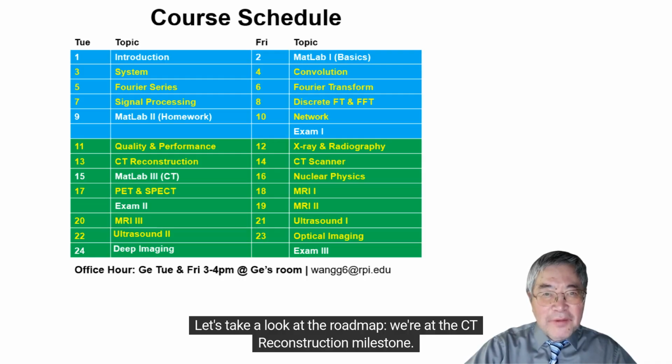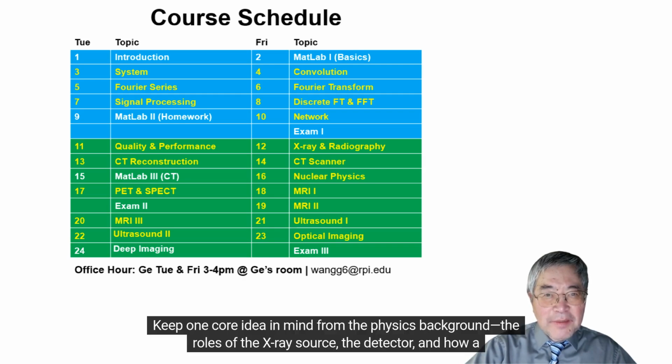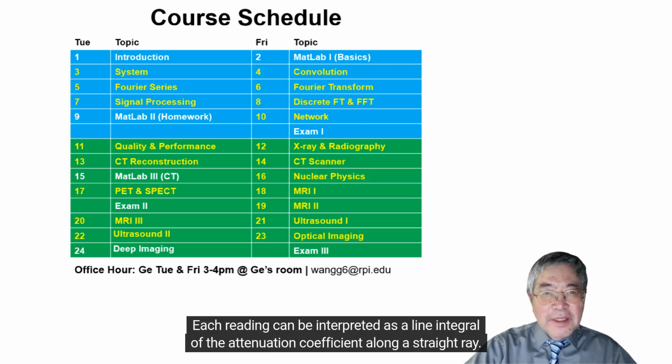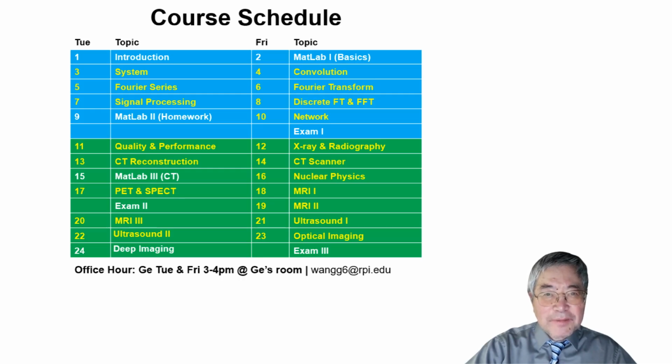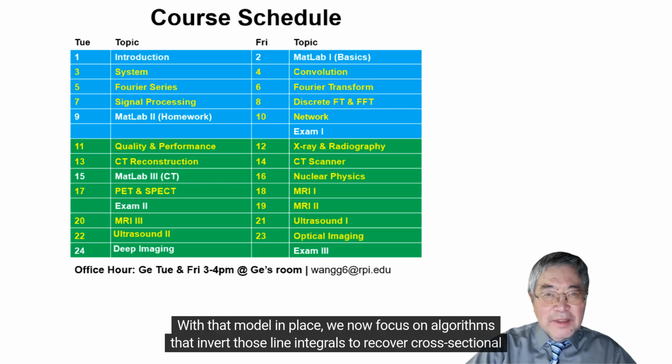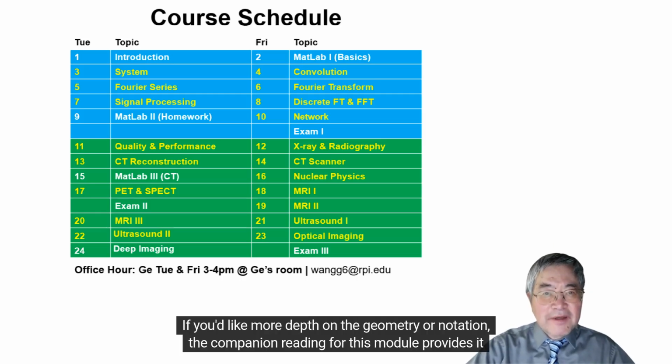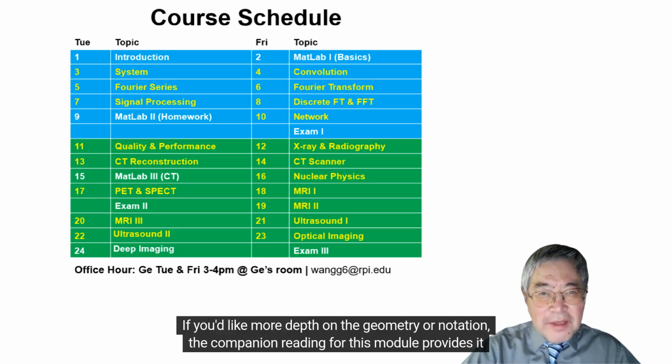Let's take a look at the roadmap. We're at the CT reconstruction milestone. Keep one core idea in mind from the physics background: the roles of the X-ray source, the detector, and how a measurement is formed. Each reading can be interpreted as a line integral of the attenuation coefficient along a straight ray. With that model in place, we now focus on algorithms that invert those line integrals to recover cross-sectional images. If you'd like more depth on the geometry or notation, the companion reading for this module provides it.